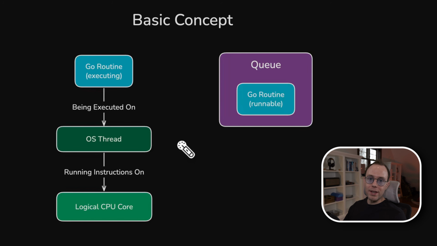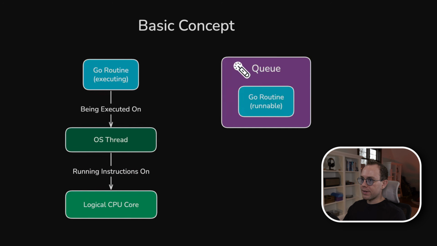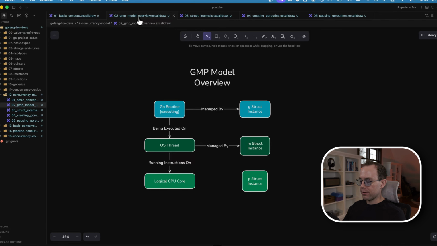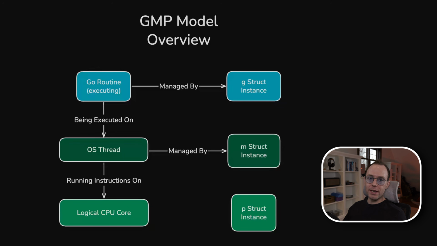But in order for the runtime to do all this, we need some way to track these individual pieces. And this is where the GMP model comes in. If you've done any reading into Go's concurrency model before, you've probably come across the GMP model. And most articles explain things correctly, but they tend to be too abstract to really deeply understand what each of the pieces is. So let's go over this.